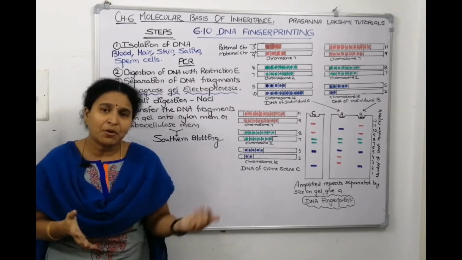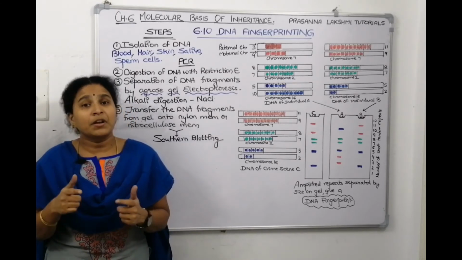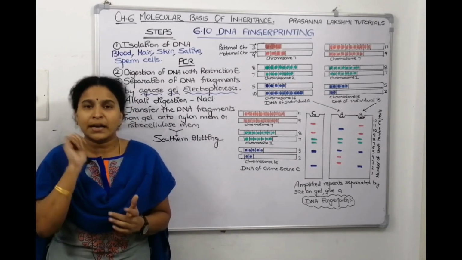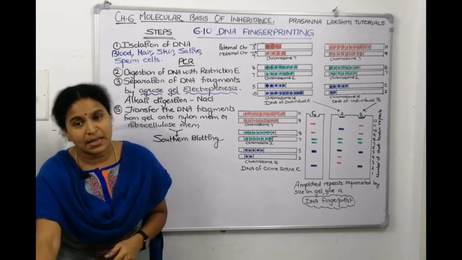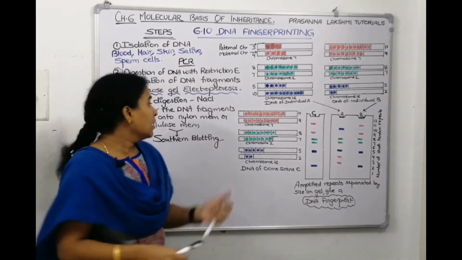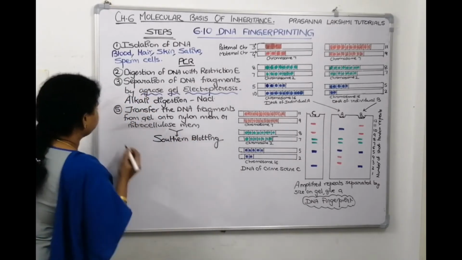Why are we not leaving them on the gel? Because gel is fragile. We need to transfer them from the gel to a nitrocellulose membrane. This technique was developed by E.M. Southern, so it is called Southern blotting. That is the fifth step.